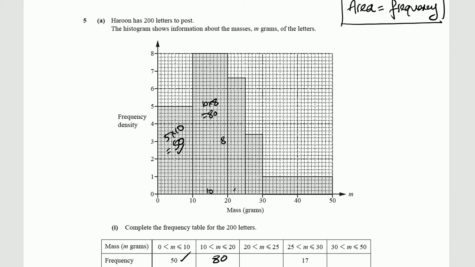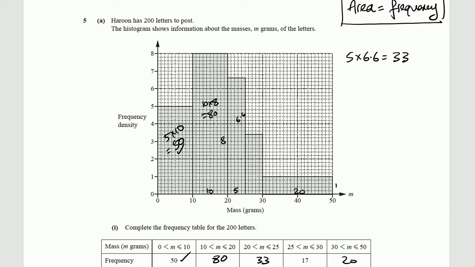The next one has a width of 5 and has a height of 6.6 along here. Again, I'm paying very close attention to how this scale works. So I've got to do 5 times 6.6, which is going to give me 33 for the next frequency. Now they've done the next one for me, so I'm going to move straight ahead. The final bar is 20 on the bottom, and it goes up to, reading very carefully, just 1. 20 times 1 is 20.